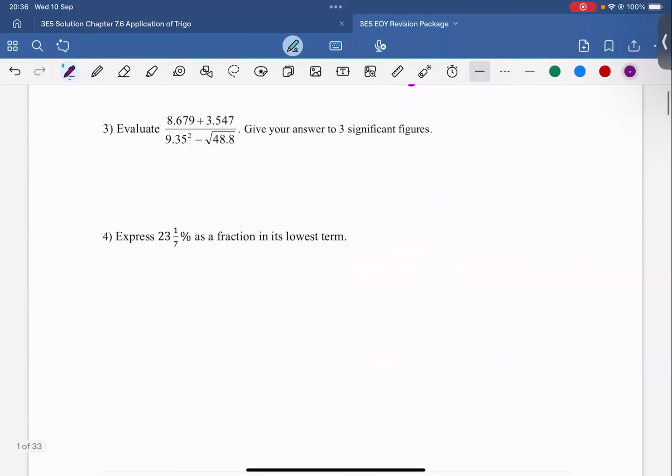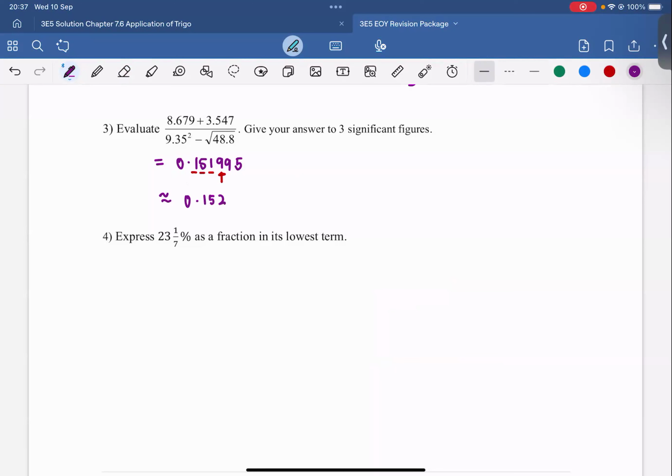Question 3, evaluate this. So just press your calculator. You should get 0.151995. Change to 3 significant figures. This is not a significant figure. This is your first significant, second, third. Okay, so you look at the next number. It is 5 or more, so you need to add. So to 3 significant figures, 0.152.